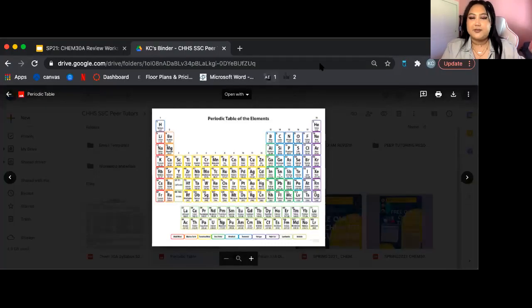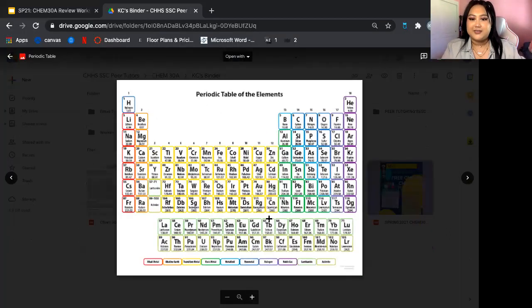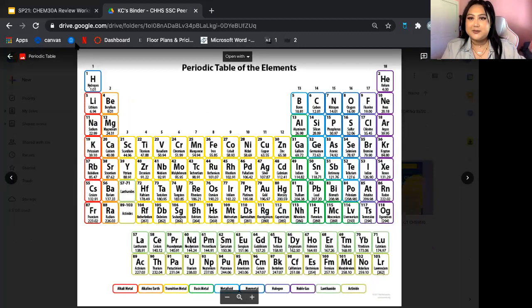Okay, so everyone see the periodic table? Here, let me zoom in real quick. Can everyone see the periodic table? Yeah? Okay.